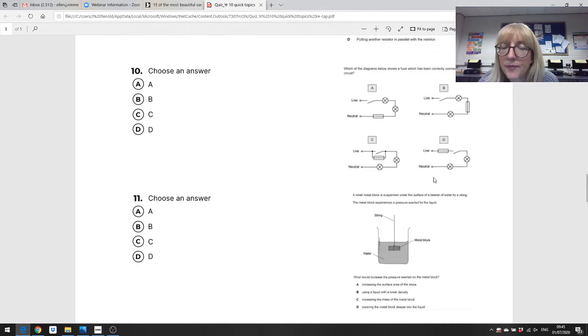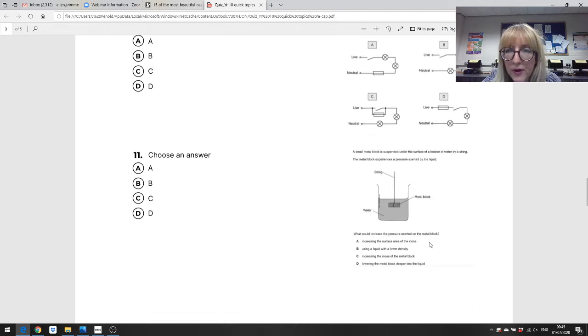Question 10. Which of the diagrams below shows a fuse which has been correctly connected? The fuse has to go with the live wire. So it's not that one. You don't want it there, halfway across. Certainly don't want it in parallel with a switch. So D is the right answer, because the fuse wire is right in the live wire.